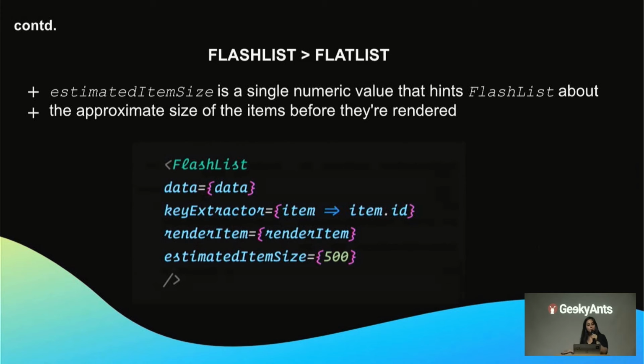So there's an additional property which I would like to point out in flash list, which is an add-on feature after flat list. That is an estimated item size. It is a single numeric value that hints the flash list about the approximate size of items before they're rendered. Now, what does this mean for a flash list? It means that you can tell the flash list the number of items that it's going to load. It would have an approximate, and hence it would be ready to handle that kind of a load, right? What does a flash list do? It just gets you the data, whatever is required in the viewport, right?